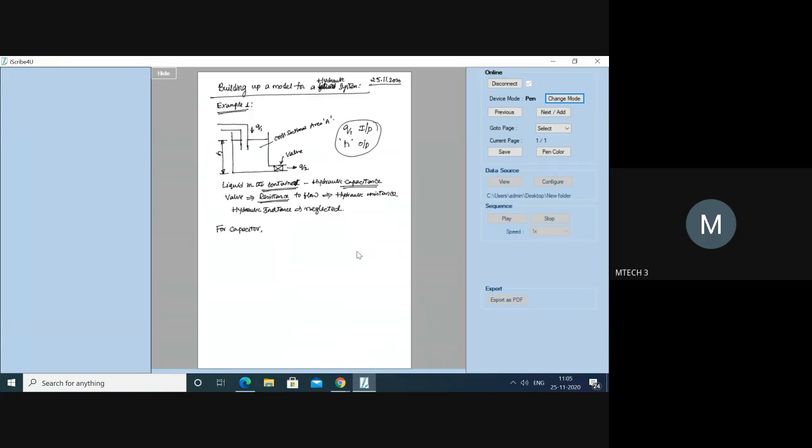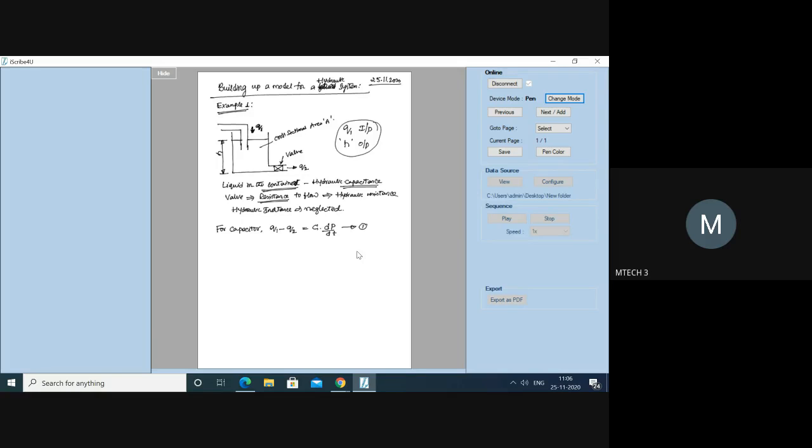Now if you observe, Q1 is the amount of water entering into the container, and Q2 is the amount of water that leaves the container. Therefore, the amount which is stored in the container will be equal to Q1 minus Q2, that will be equal to C into dP by dt. We shall call this equation number 1.